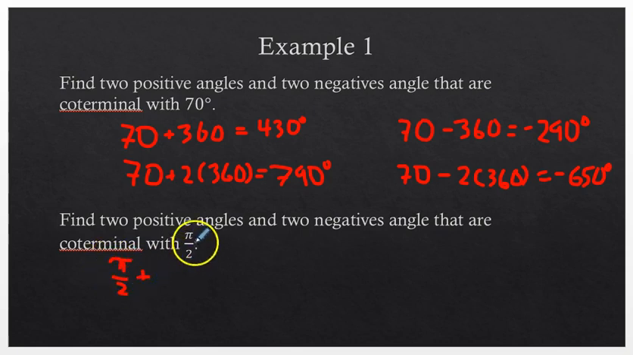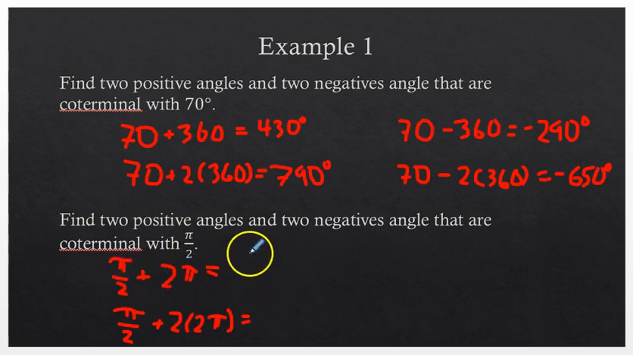They want me to add 2 pi. And then I'm going to add 2 times 2 pi, which is 4 pi. Now don't forget that for these you do need to get a common denominator since I'm adding fractions. So you might want to think of 2 pi as 4 pi over 2. So 4 pi over 2 plus 1 pi over 2 is 5 pi over 2.